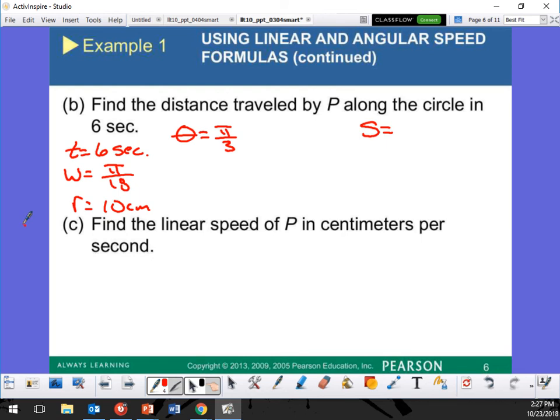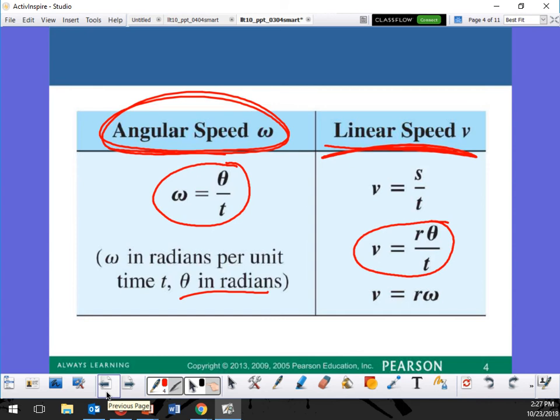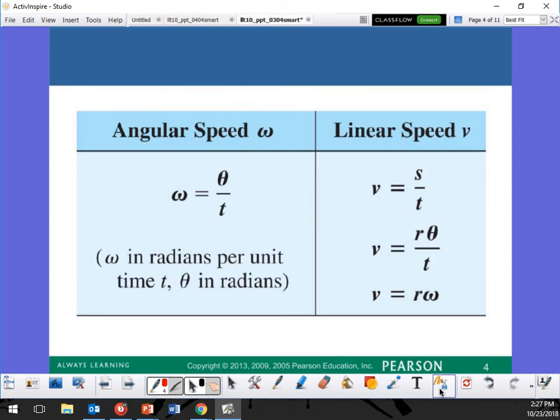Now I'm going to go back to my formulas and look at where I can use S. So I'm going to clear this up. Which one has S? It's only this one. That's the only one I could use. To solve for S, I need to have T. Do I have T? Yeah.